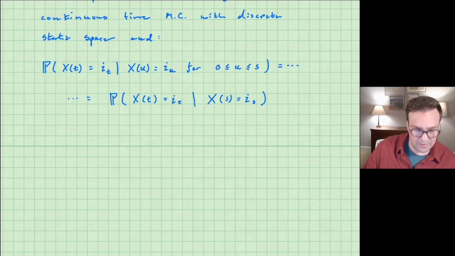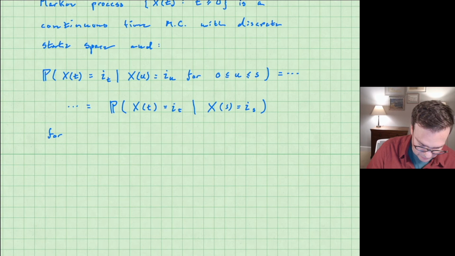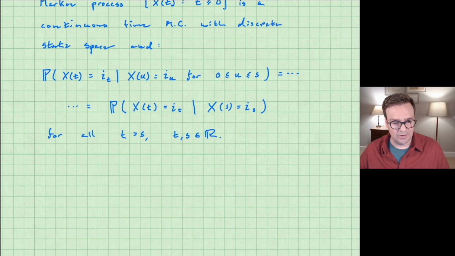Yeah. And so then we have to make sure that things don't cross over here. So we'll say that for all, how do we write this? T is bigger than S, and T and S are real. All right. So that's the definition of a Markov process.